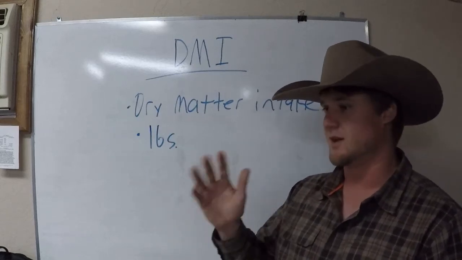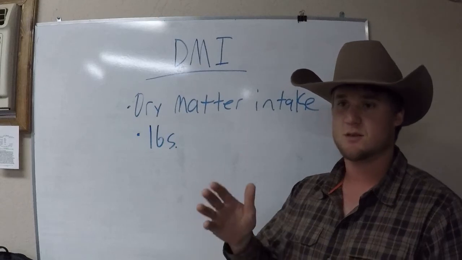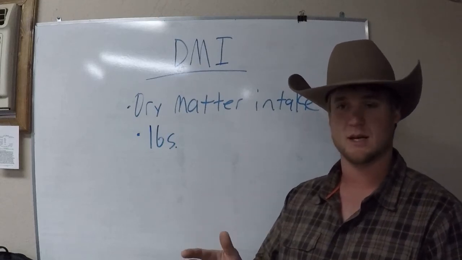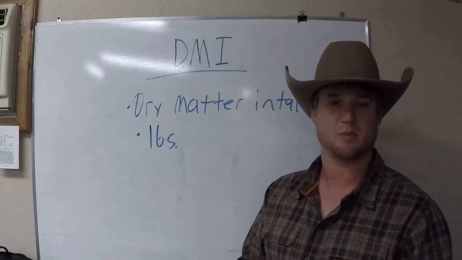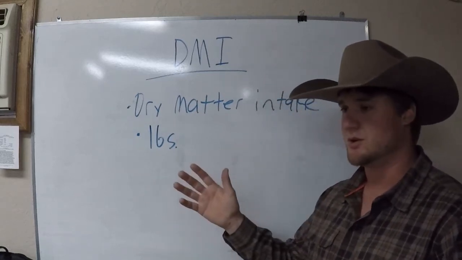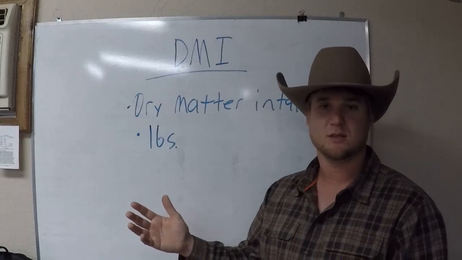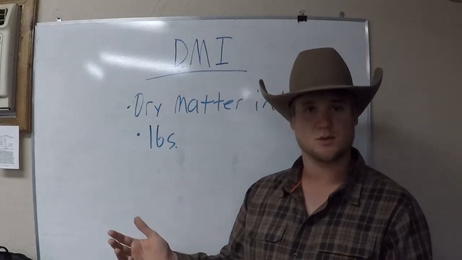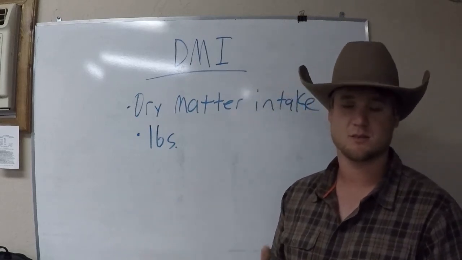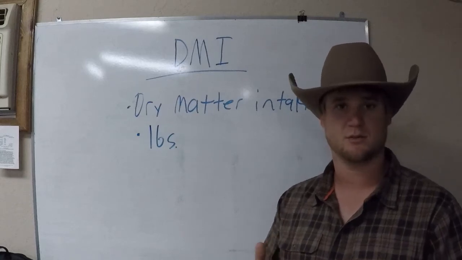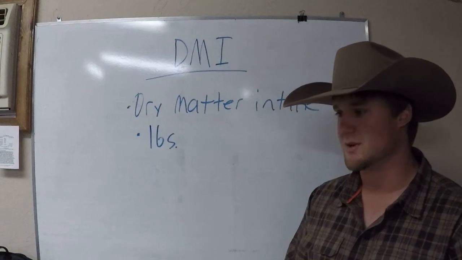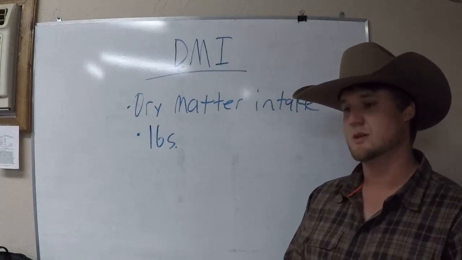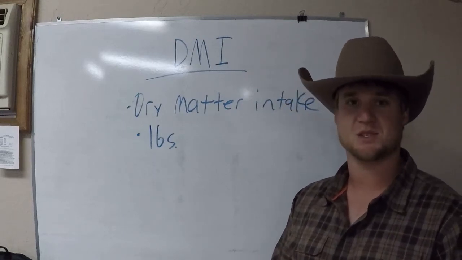You know, if calf 1 eats 25 pounds of dry matter a day and he's gaining 3 pounds, and then calf 2 is only eating 20 pounds of dry matter and he's still gaining 3 pounds, obviously everybody's going to go with calf 2. And this is a metric that goes into the feed efficiency programs.